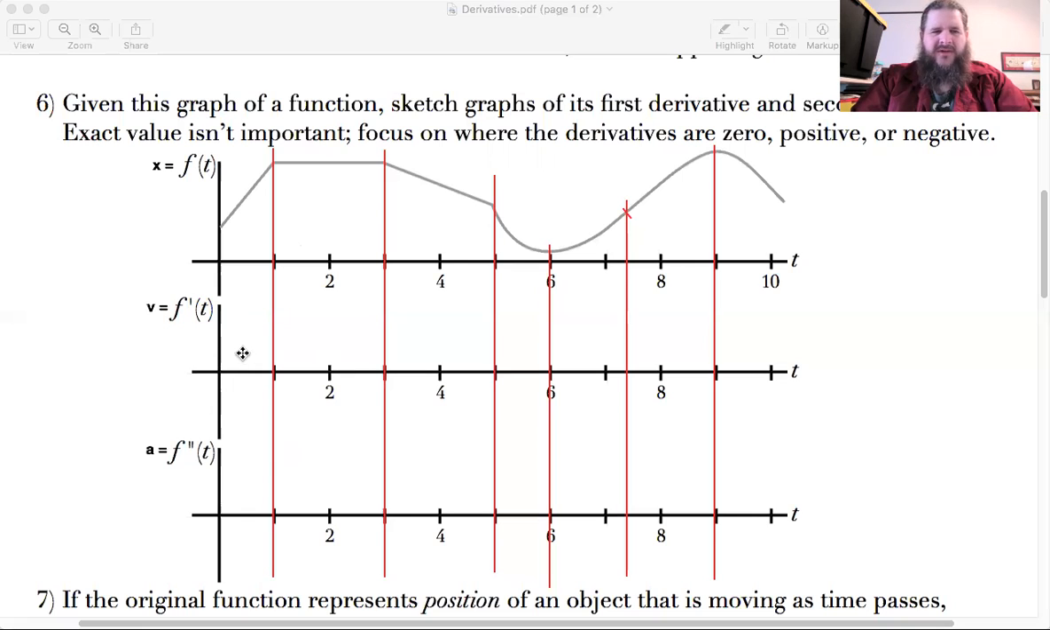Because now we can just take a look at, for instance, what's going on between 0 seconds and 1 second, what's going on between 1 and 3 seconds, and so on. For example, for velocity from 0 to 1, what does the velocity tell you about the position graph?